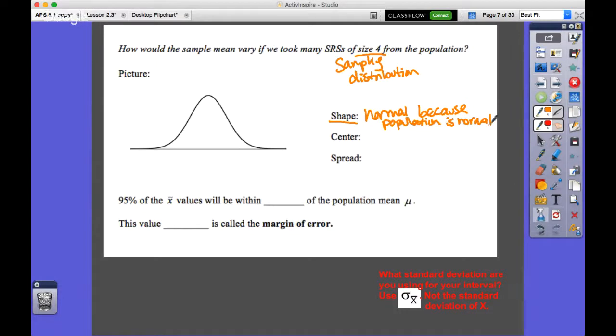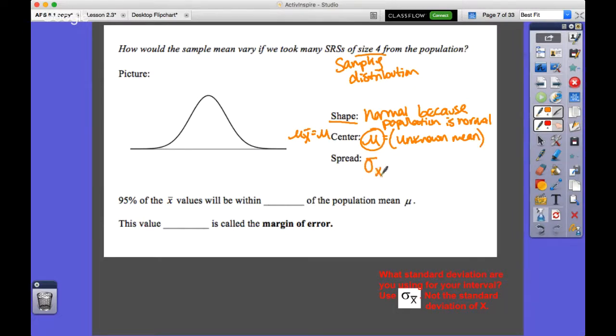Now, what about the center? That's a little bit weird. We know that the center is mu, right? Because we know that mu of X bar would be equal to mu. But the problem is we don't know mu. That's what we're trying to find. So this is the unknown mean. We don't know what it is. It's the unknown mean. Now, the spread would be more of our standard deviation, right?